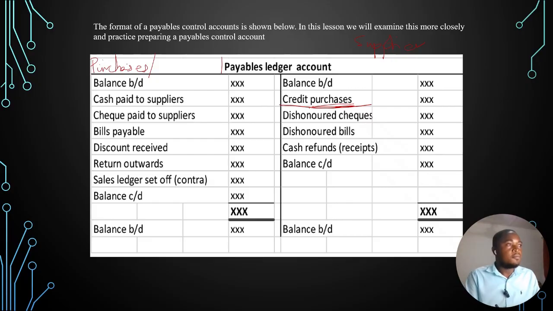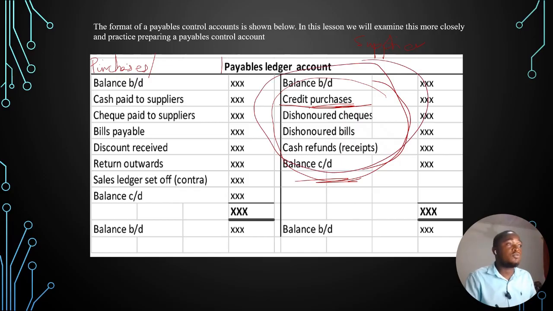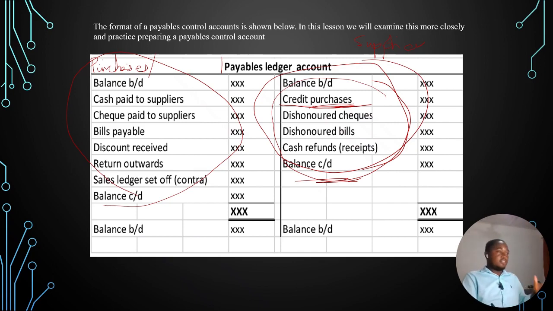So all these items increase how much the business is owing towards the suppliers, right? And then all these items reduce how much the business is owing to the outside, to their outside customers. So what you have to do is to study the formats.